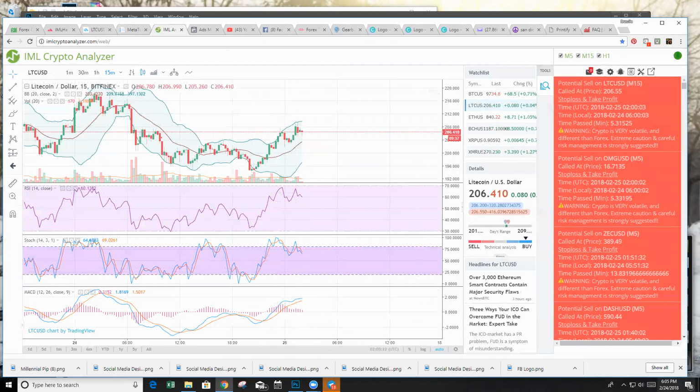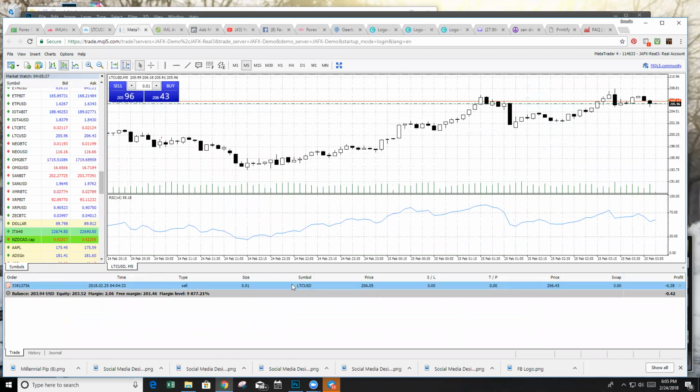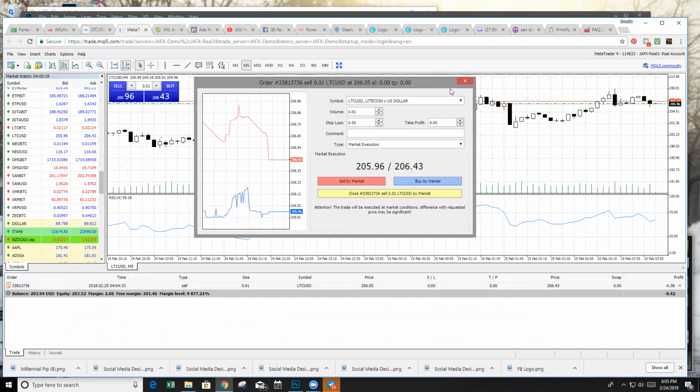We want to wait till the next candle closes. So we still have 10 minutes for this 15-minute candle to close. It is on a 15-minute time frame, so this might take up to an hour for it to complete. But let me edit my stop loss. Why doesn't it let me edit it?